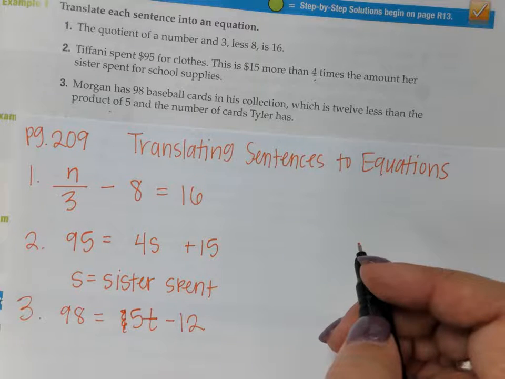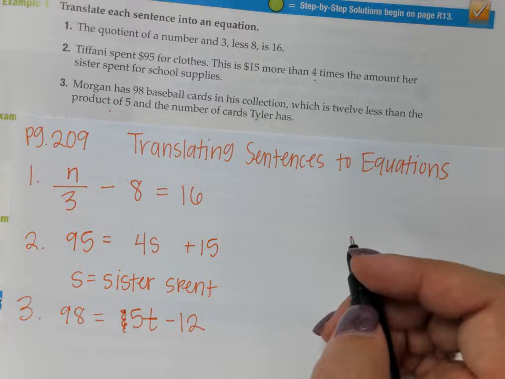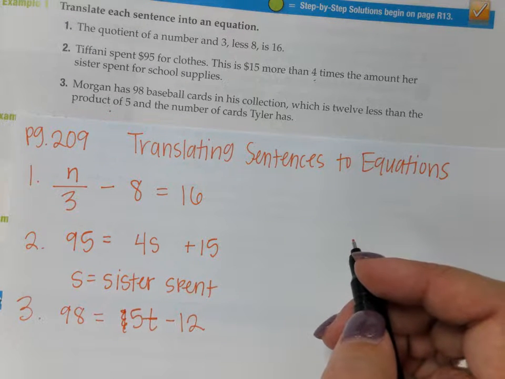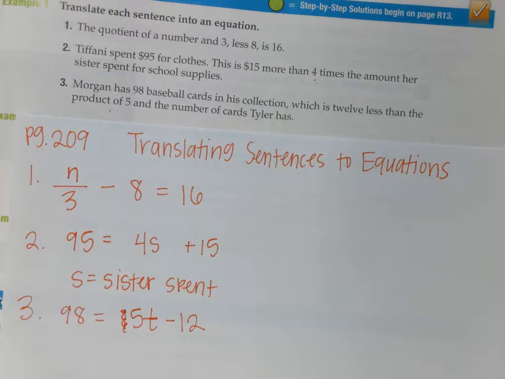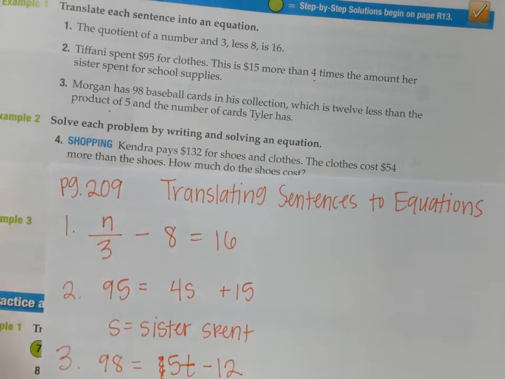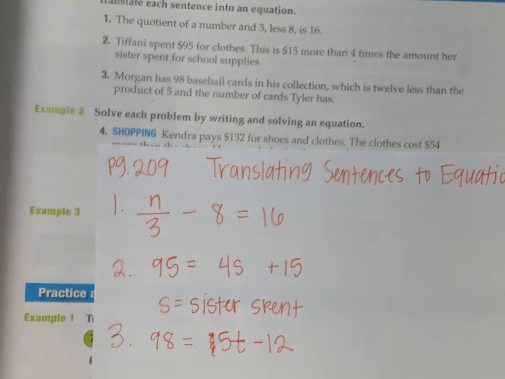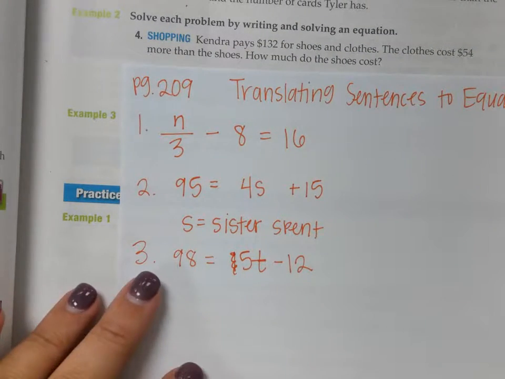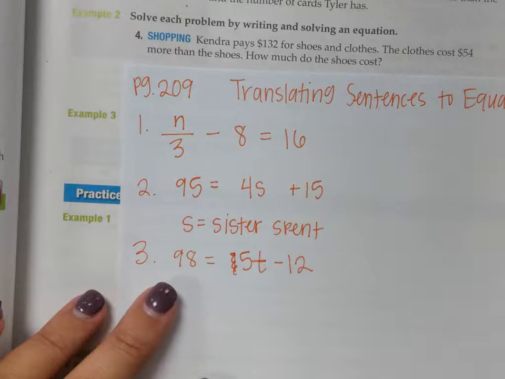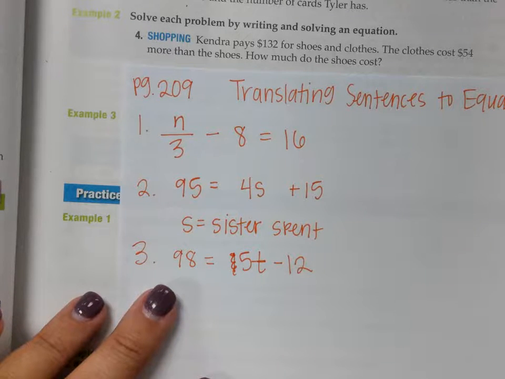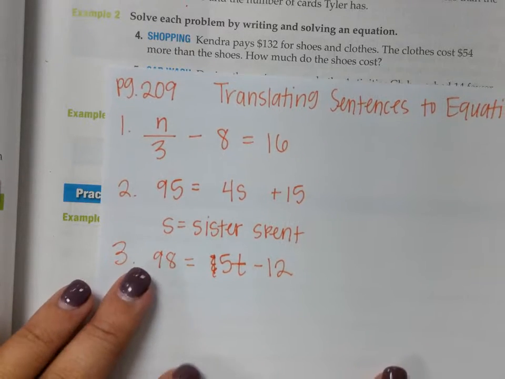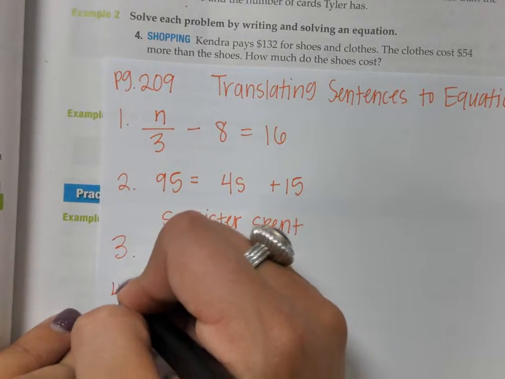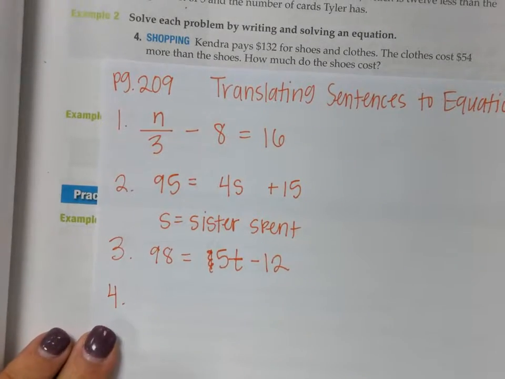Questions? No? Okay. What about number 4? Yes. On this worksheet, is it going to be all two-step or will there be some one-step? I think they're all two-step. All right, number 4.